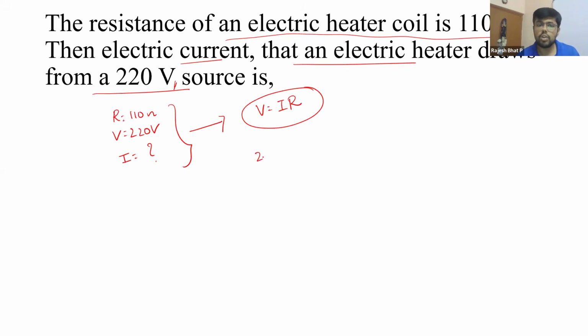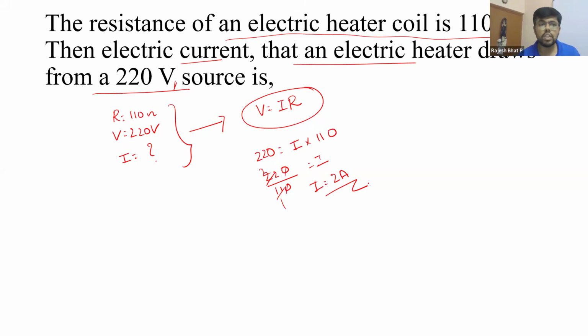Okay. So what is V? 220. I is don't know. The resistance is 110. So if you want I, 110 will come down. So basically 0, 0 cancel. Ones are, twos are. Therefore, what is I? I is current, which is 2 ampere.